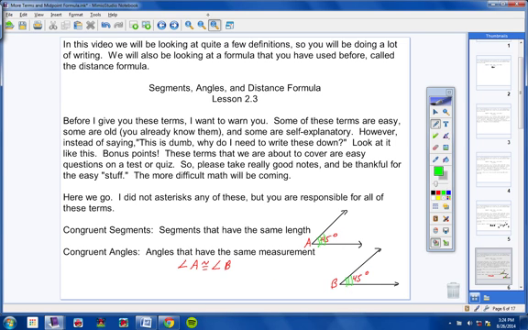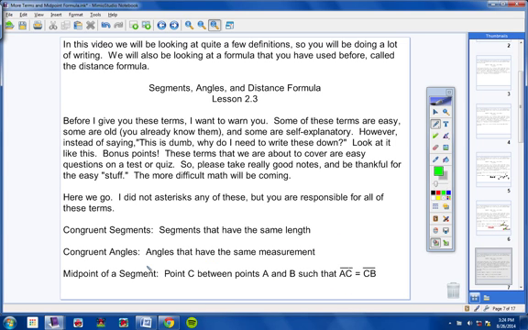Okay, congruent angles. Moving on. Midpoint of a segment. Please copy this definition in your notes. Point C between points A and B such that segment AC equals segment CB. Please copy that down. Now that sounds a little weird, but that is the definition of the midpoint of a segment.